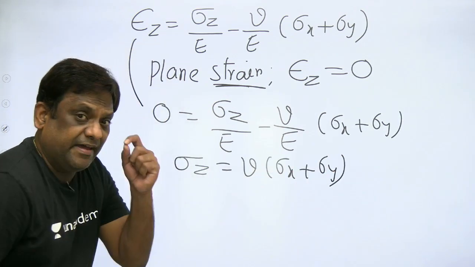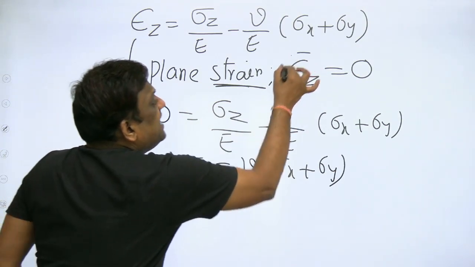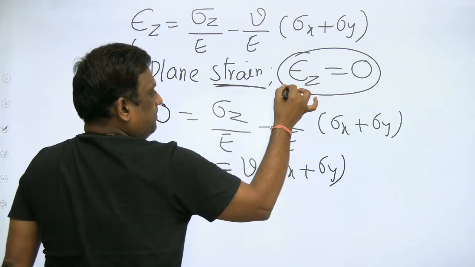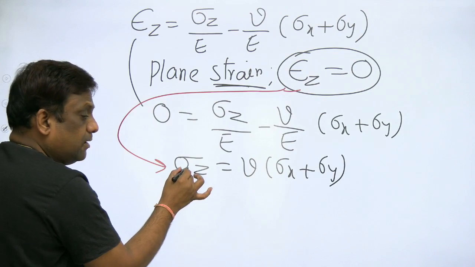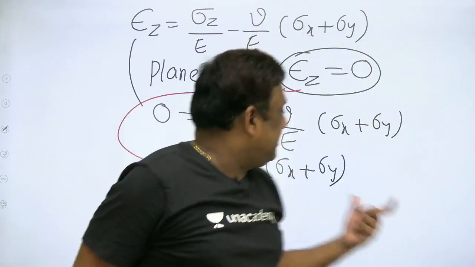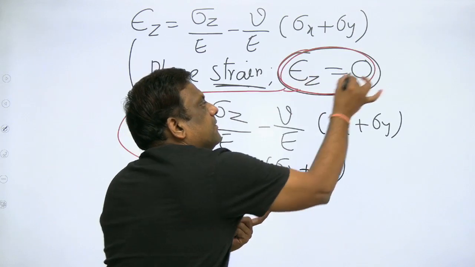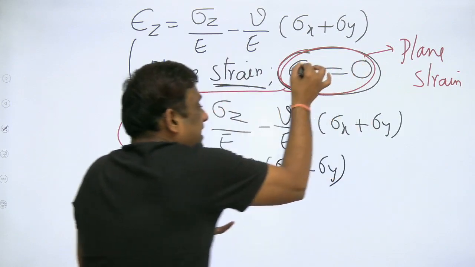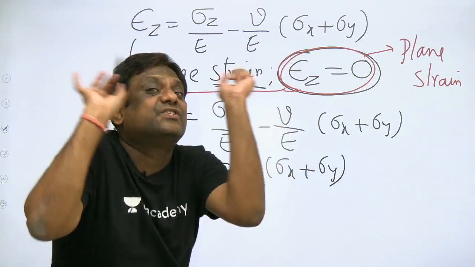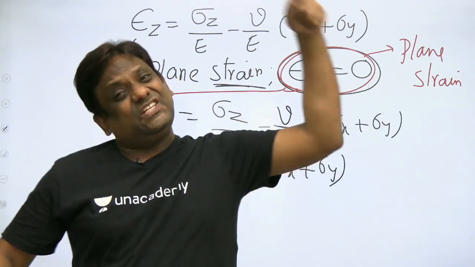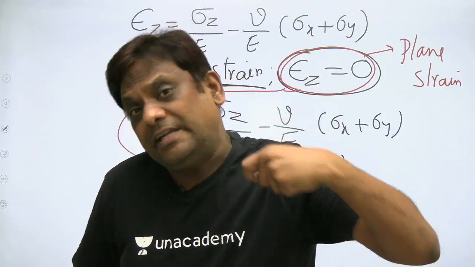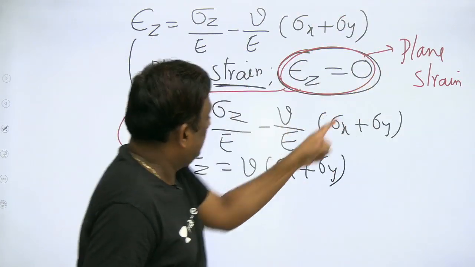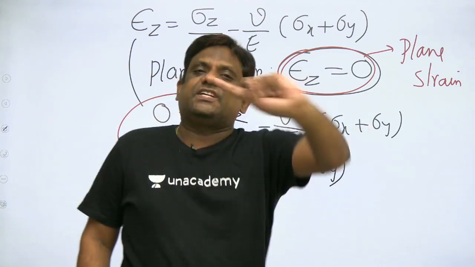Listen carefully. Whenever the system is under plane strain, sigma z may be 0, may not be 0. When this is 0, it is nothing but plane strain. But plane strain may not lead to plane stress. Already we have seen plane stress does not necessarily lead to plane strain. Similarly, plane strain may not lead to plane stress.